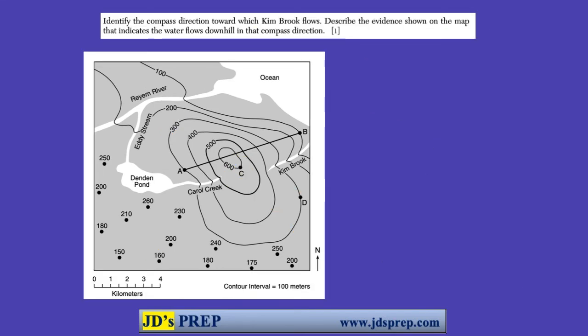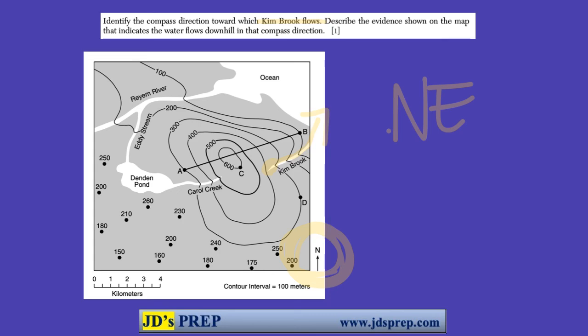And lastly, we're asked to identify the compass direction towards which Kimbrook flows. Kimbrook is right here. So it's going to start right here. It's going to flow downhill towards the ocean. This is our compass indicator here. So that is going to flow to the northeast.